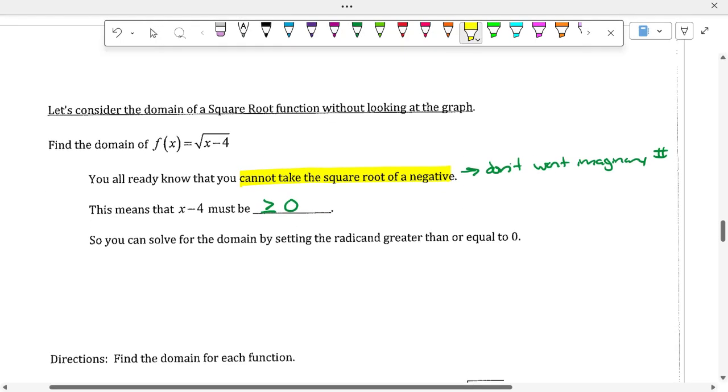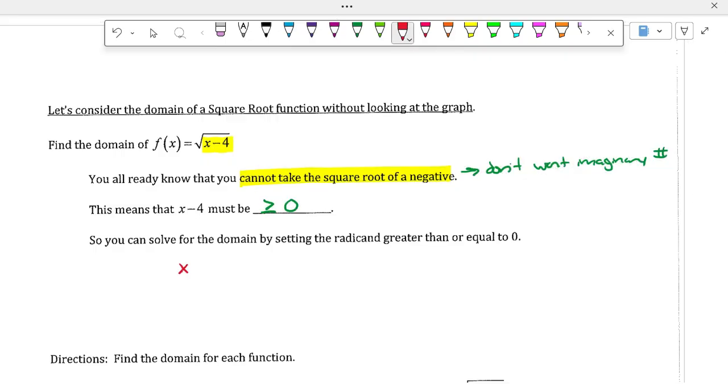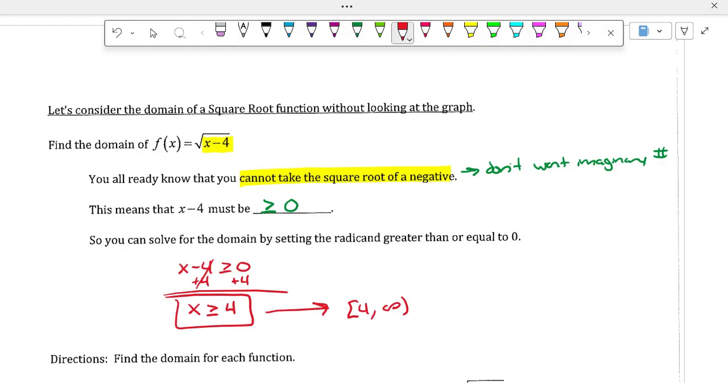So in other words, you take what's under the radical and set it greater than or equal to 0. So x minus 4 greater than or equal to 0. How do I solve for x? Add 4 to both sides. X is greater than or equal to 4. Guess what? You just got your domain. You can also write that as from 4 to infinity.